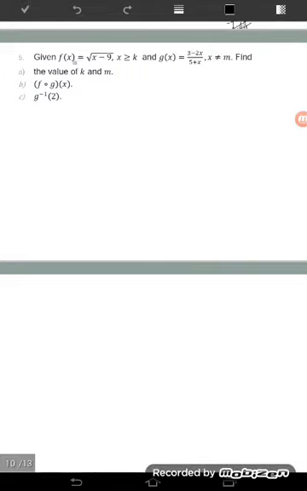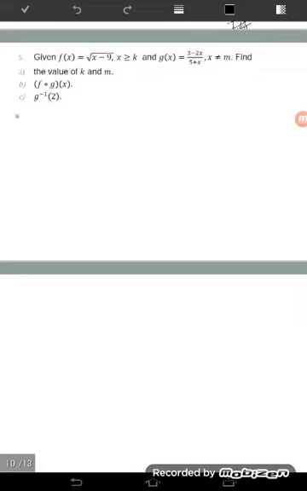Okay, so given f(x) equal to the square root of x minus 9, x greater or equal to k, and g(x) equal to this one, and x cannot equal to m. So find the value of k and m. So with this greater-or-equal condition, usually this one is a condition for x. So this one is related to the domain of f(x), and this one is also related to the domain of g(x).